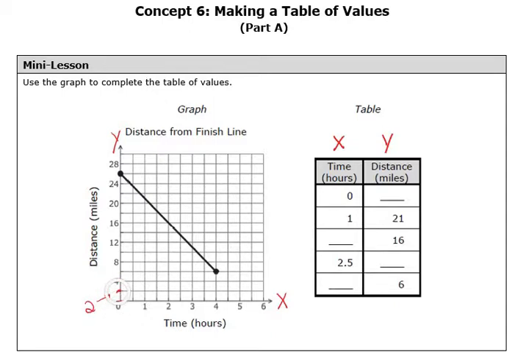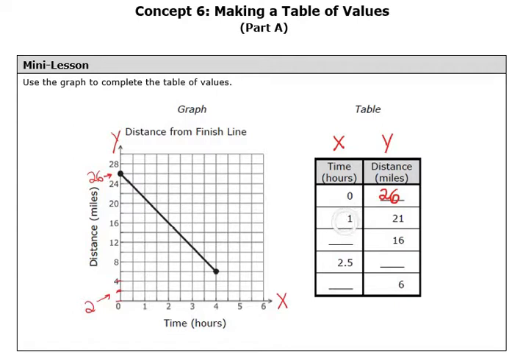So 0, 2, 4, 6, 8, 10, 12, so on. So from 24, right here halfway, that has to be 2 more than 24. That's got to be 26. So when X is 0, the height of the graph, the Y coordinate, is 26. So on my table, I'll put 26.